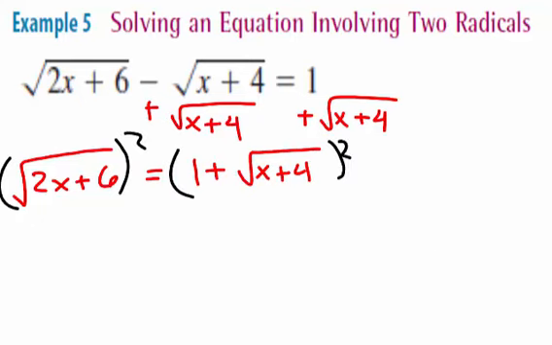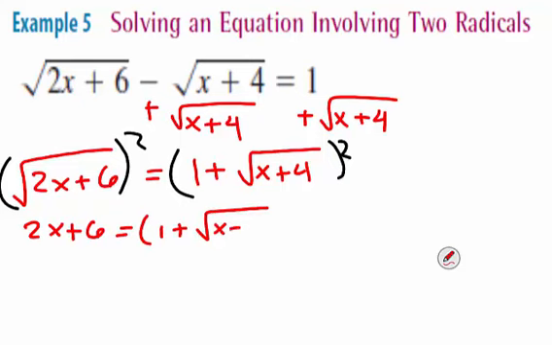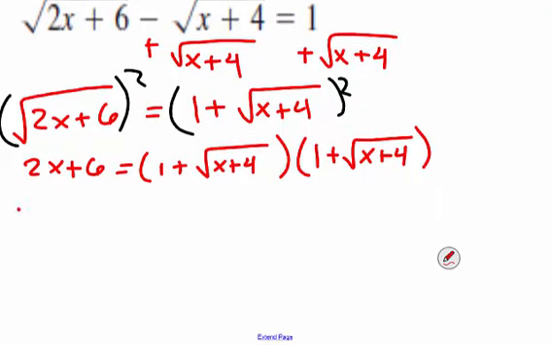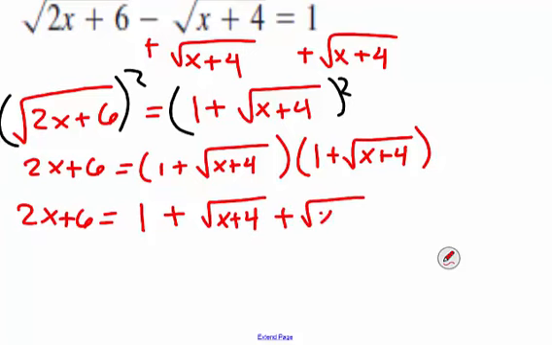So we're actually going to have to use the box method or FOIL to multiply the right-hand side out. So I'm just going to use FOIL instead of drawing the box. So now we'll just go first times first, which would give us a 1. And then we would do outer, which would give us radical x plus 4. And we would do inner and get radical x plus 4 again. And then last times last is just x plus 4.